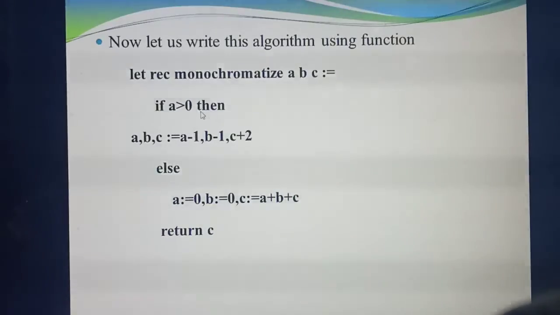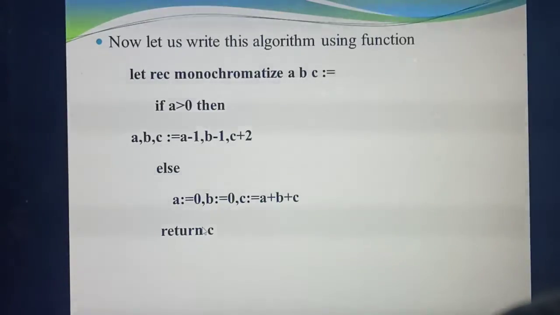Then what's the condition? A is greater than 0. Same, by seeing the flowchart you can write. If A is greater than 0, what do you need to write? A comma B comma C is A minus 1 and B decreased by 1. Value of C is increased by 2. Else, if the value of A and B is 0, what answer will you get? C equal to A plus B plus C. Then what answer will you get? Return C. Understood? So up to this the chapter is over.